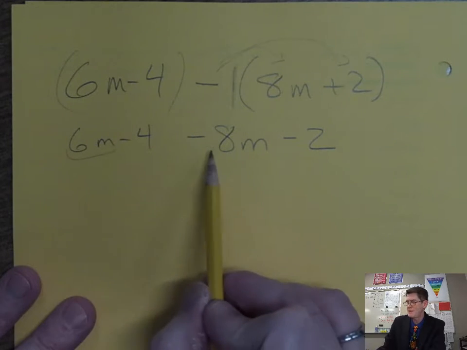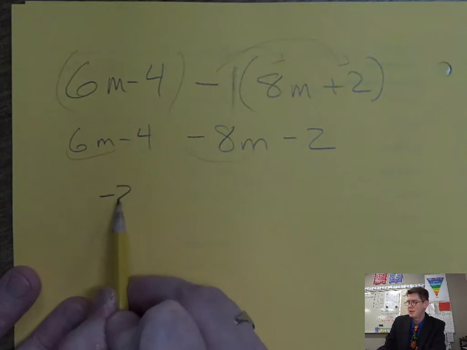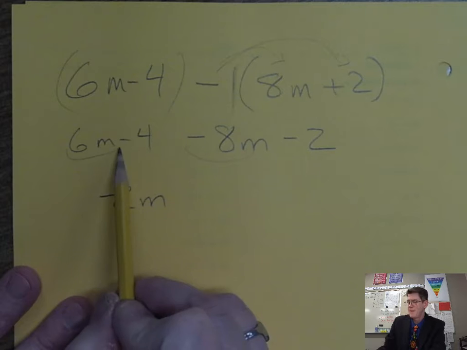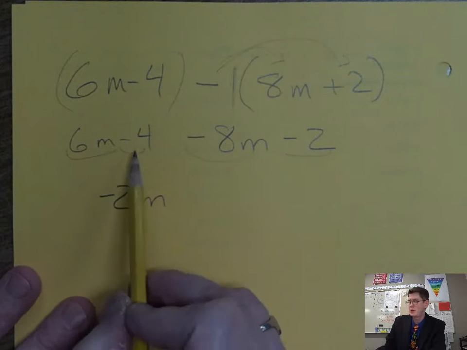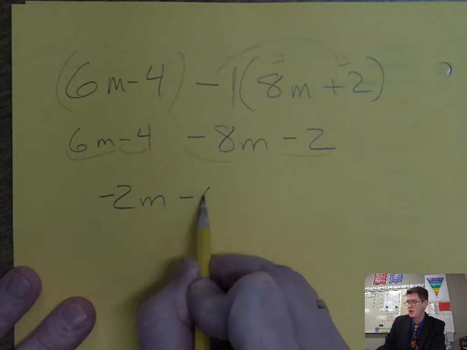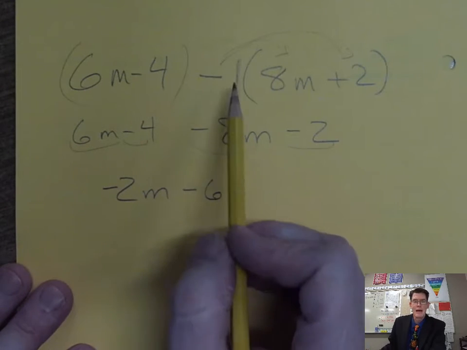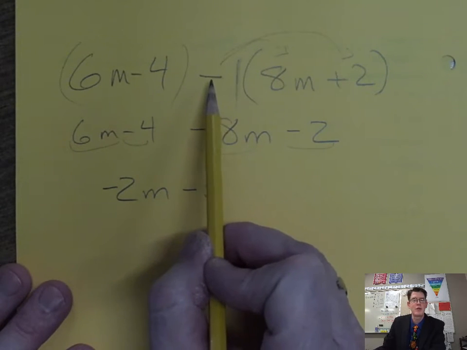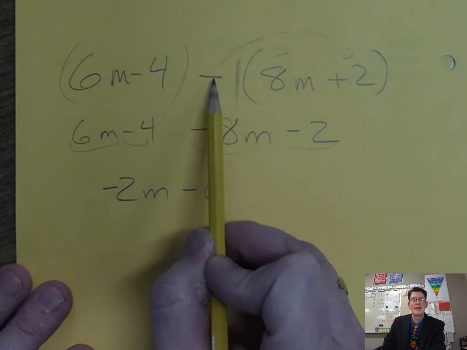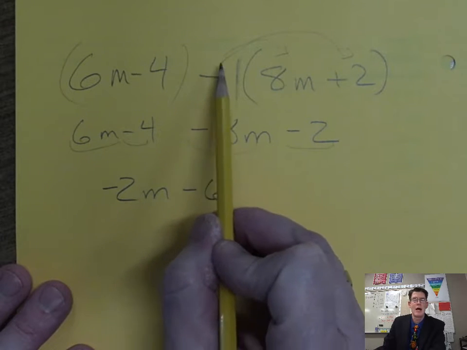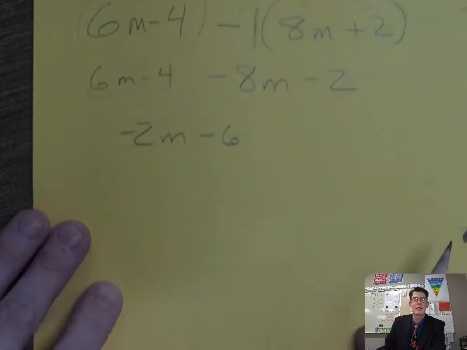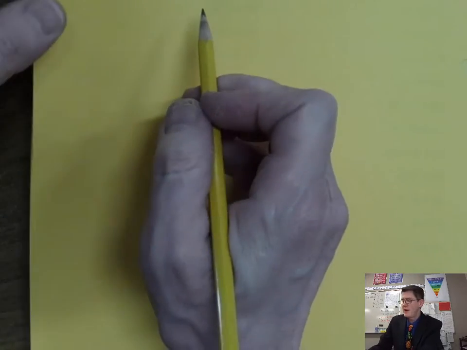So now we have 6m's minus 8m's, so that's negative 2m's. And now we have negative 4 minus 2, or minus 4 minus 2, all the way down to negative 6. And that's the key for today: in subtracting expressions, this negative sign, this minus operation, gets applied to both numbers.